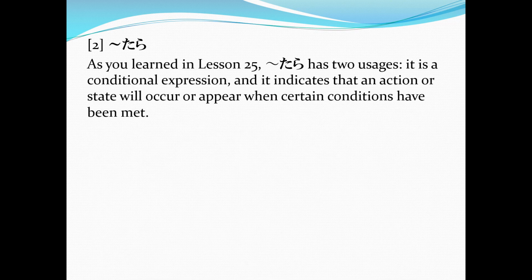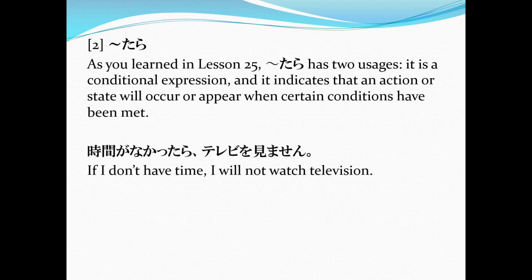Now, another sentence pattern that is quite similar to the conditional form is the tara. We learned this way back in lesson 25. As you've learned in lesson 25, tara has two usages. It is a conditional expression and it indicates that an action or state will occur or appear when certain conditions have been met, just like the conditional form. Example: Jikan ga nakattara terebi o mimasen. If I don't have time, I will not watch television.